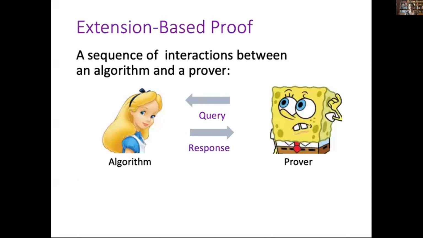An extension-based proof is a game between a prover and an algorithm, which the prover is trying to show is incorrect. The prover repeatedly asks questions and the algorithm responds to them. The prover's queries can be chosen adaptively based on the responses it gets from the algorithm.